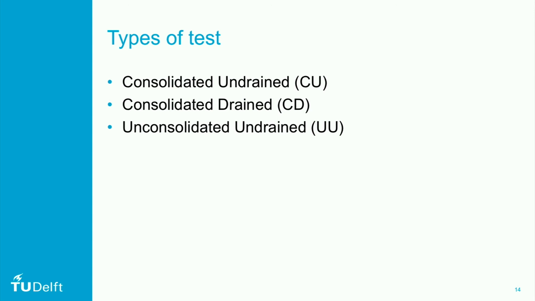So together there are three types of triaxial test: consolidated undrained, CU, consolidated drained, CD, unconsolidated undrained, UU. The UU test is the simplest and fastest test to perform, as in this case only total stresses are recorded and controlled.